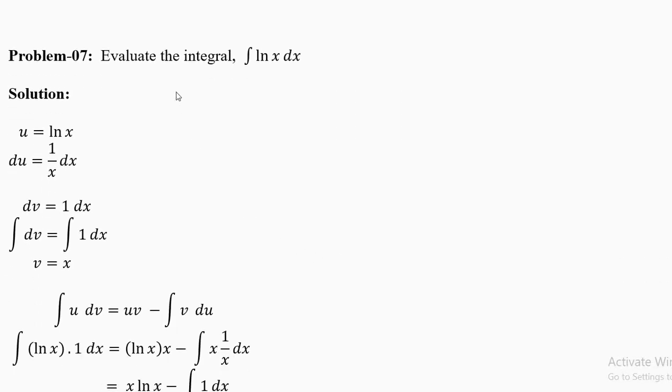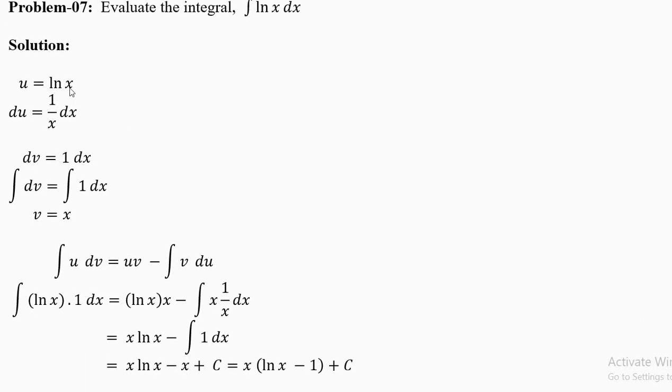Next question. Problem 7. Evaluate integral ln x dx. Now do not panic if you do not see two functions, because there is always a 1 into ln x or ln x into 1. So you choose u equal to ln x and dv equal to 1 dx. You cannot choose u equal to a number, because that will not lead you anywhere. You can try that as an exercise. u equal to ln x, du equal to 1 by x dx, dv equal to 1 dx. There is no need to write 1, I wrote it for your understanding.